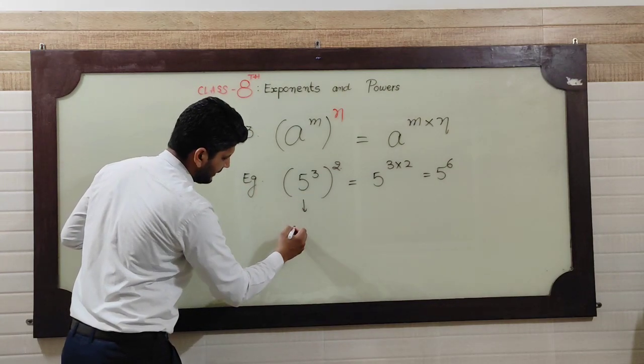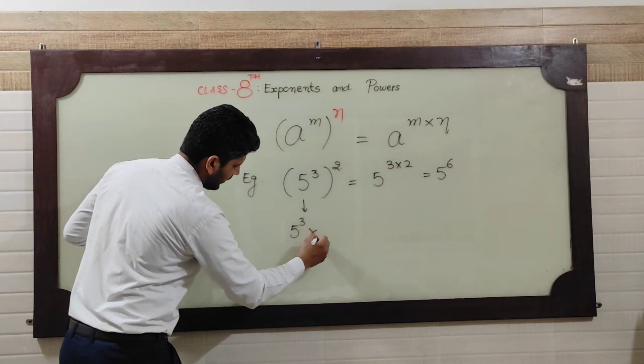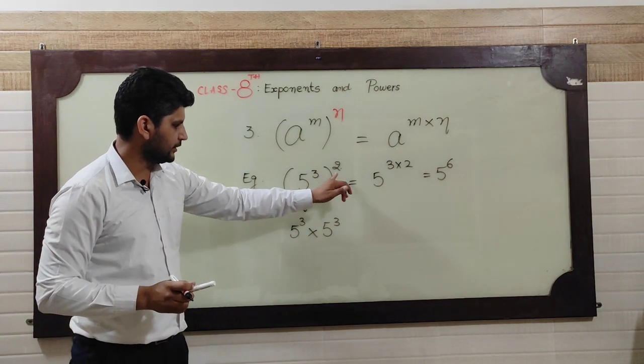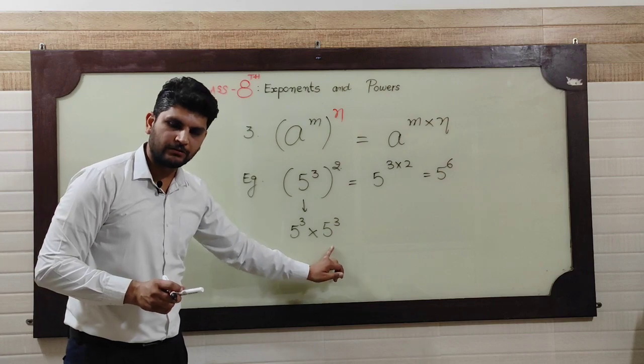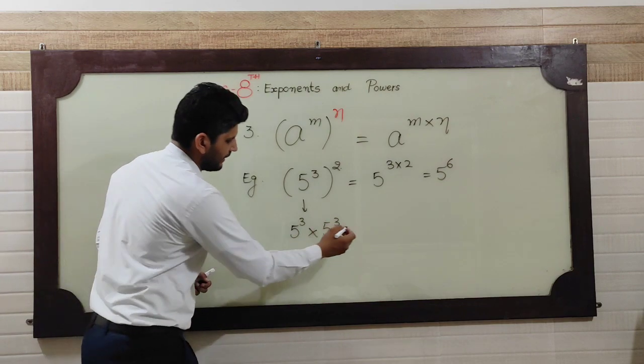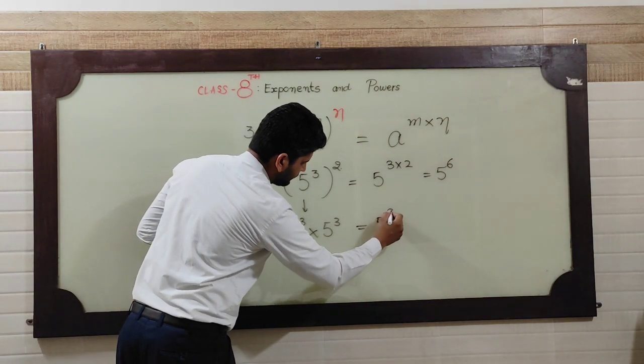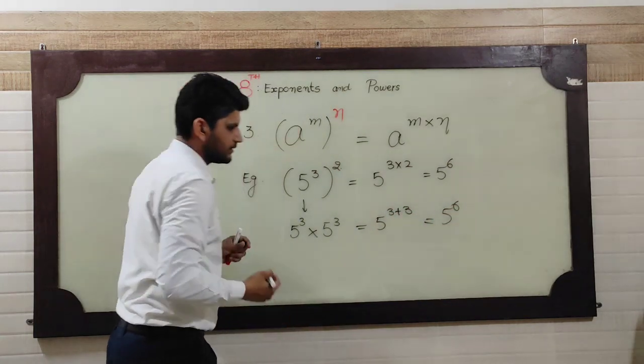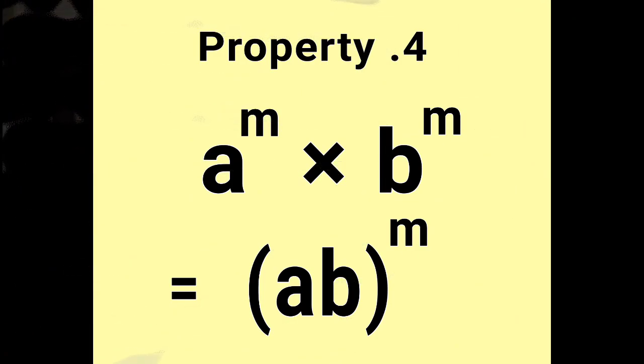So how can we write it? 5 power 3 into 5 power 3. We are simply writing this 5 power 3 twice, 5 power 3 into 5 power 3. As earlier we have explained the first property, 5 power 3 plus 3. So its answer is 5 power 6 also. It's a very important property.